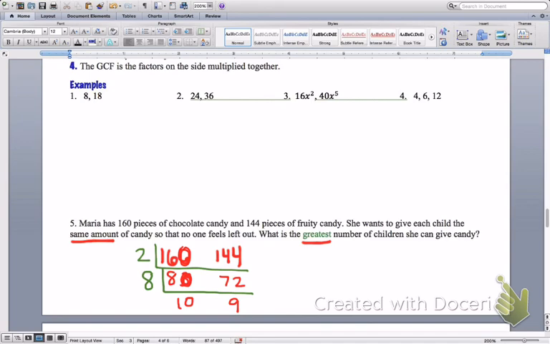Let's go ahead and figure out our GCF now. So remember, our GCF is on the left, so 2 and 8. So my GCF would be 2 times 8, which would be 16. So this tells us that Maria can give candy to 16 children. And just as an FYI, as it's extra, these bottom 2 numbers actually tell us how many pieces each kid would get. So each kid would get 10 of the chocolate and 9 of the fruity candy. So now that you're done, go ahead and get started on your practice pages, and good luck.